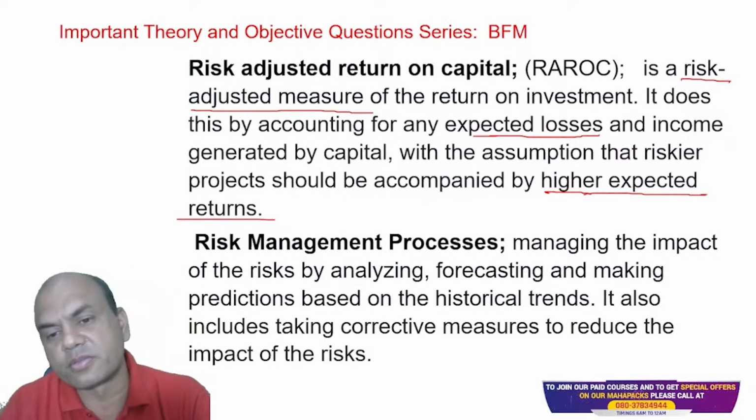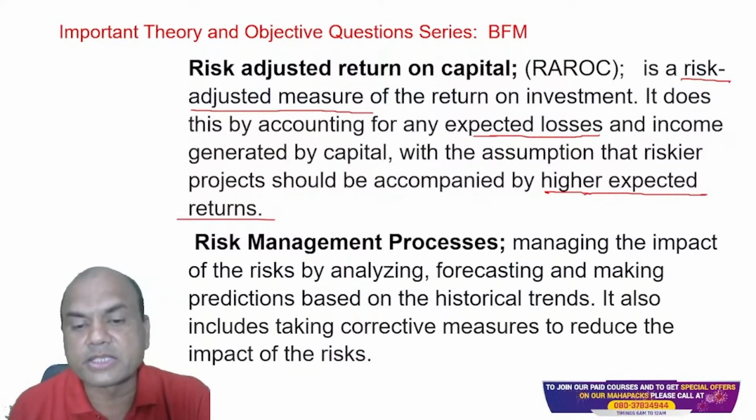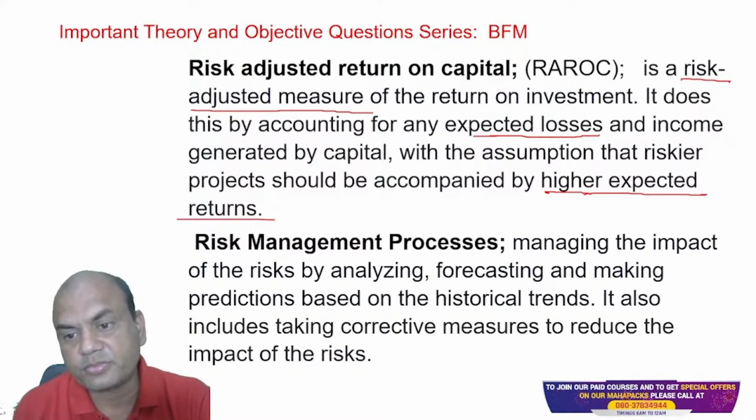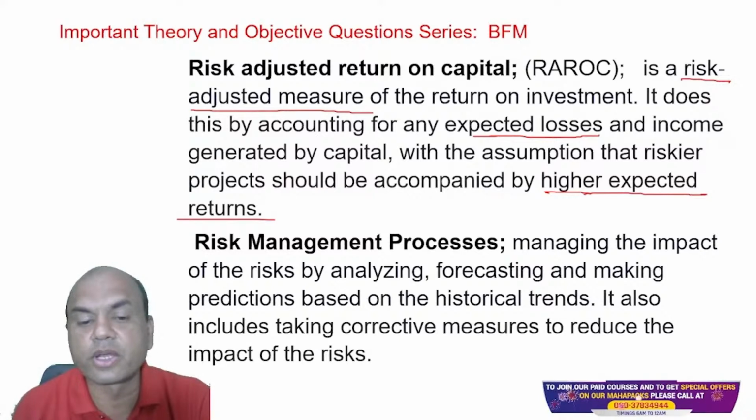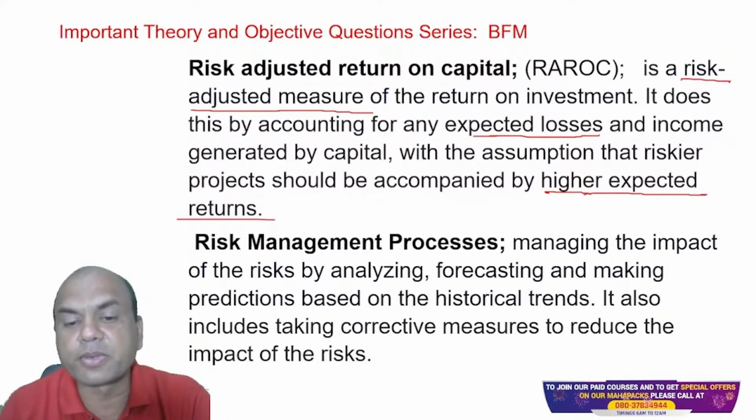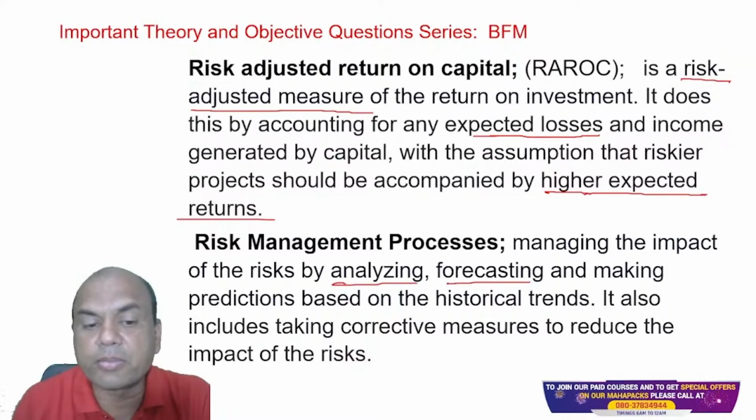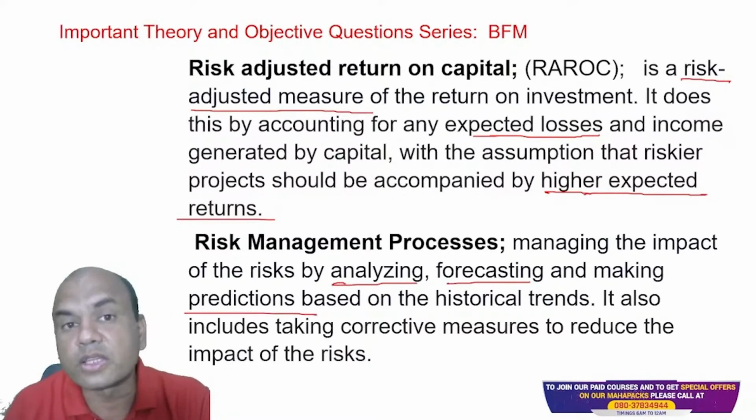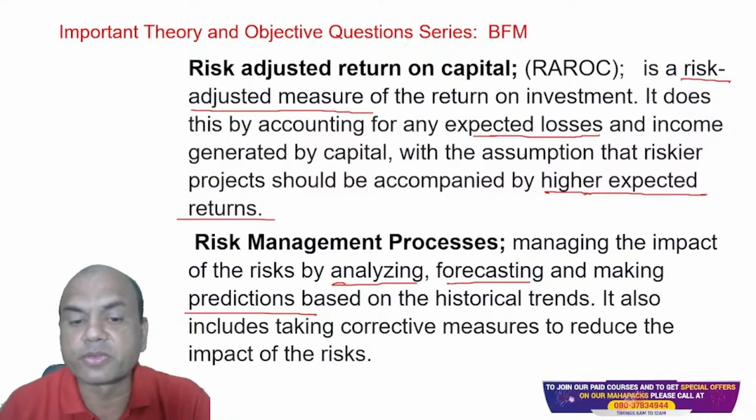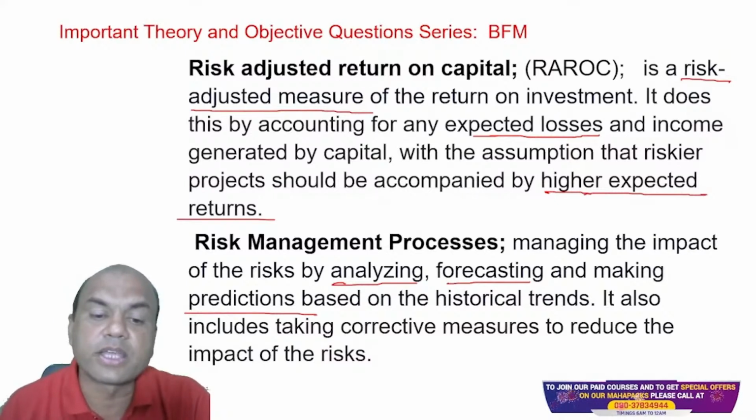Risk management process means what? Managing the impact of the risk by analyzing, forecasting, and making predictions based on the historical trends. It also includes taking corrective measures to reduce the impact of the risk. So, what do you mean by this? Here, managing the impact of the risk by analyzing, forecasting, and making predictions based on the historical trends. So all three steps are involved in the risk management process. First is analyzing, second is forecasting, third is making the predictions based on the historical trends. It also includes corrective measures to reduce the impact of the risk.